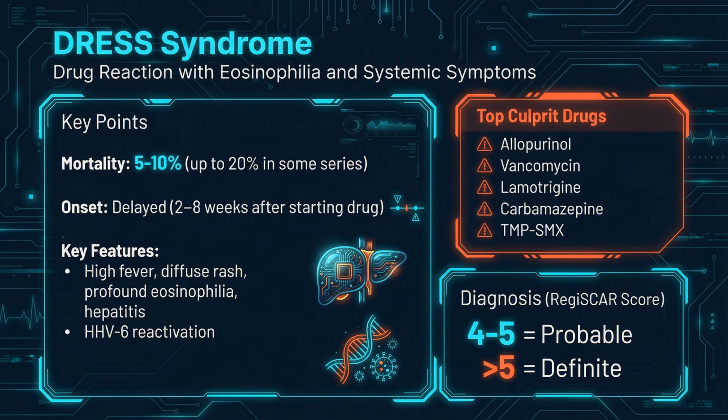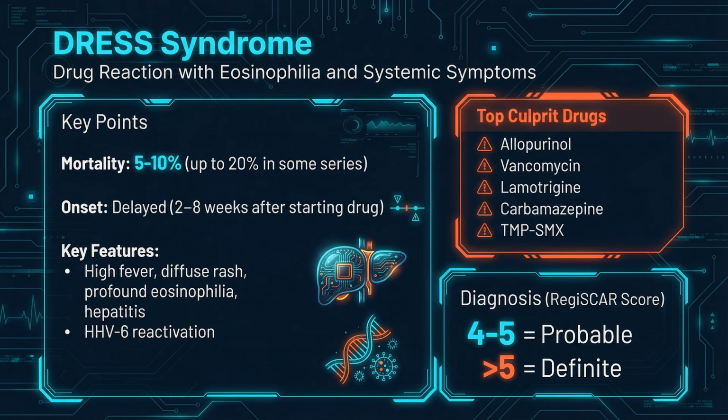We must distinguish simple drug fever from DRESS syndrome, which stands for drug reaction with eosinophilia and systemic symptoms. This is a severe multi-organ hypersensitivity reaction with a mortality rate of approximately 5 to 10%, though some series report rates up to 20%. Onset is typically delayed, occurring 2 to 8 weeks after starting the drug. Key features include high fever, a diffuse rash, profound eosinophilia, and internal organ involvement, most commonly hepatitis. Human herpes virus 6 reactivation is also very common.